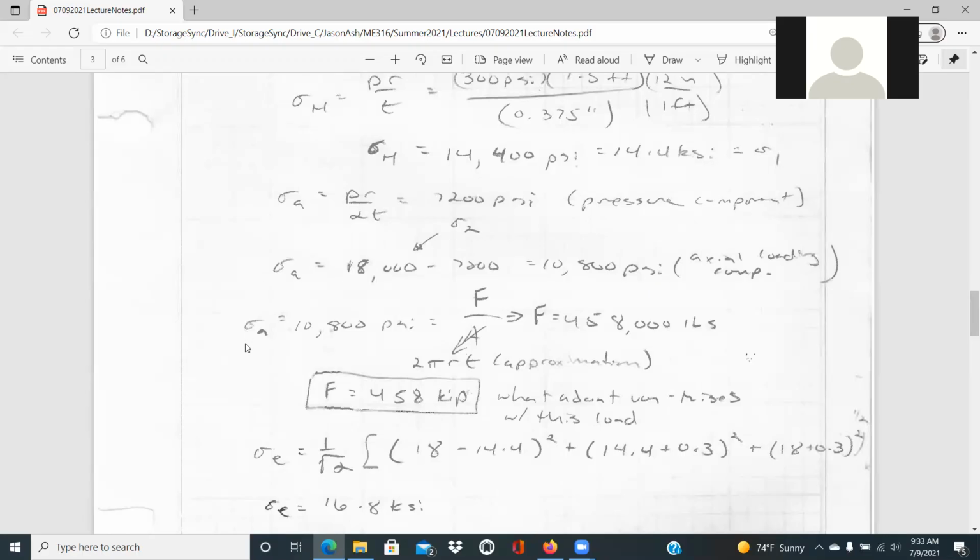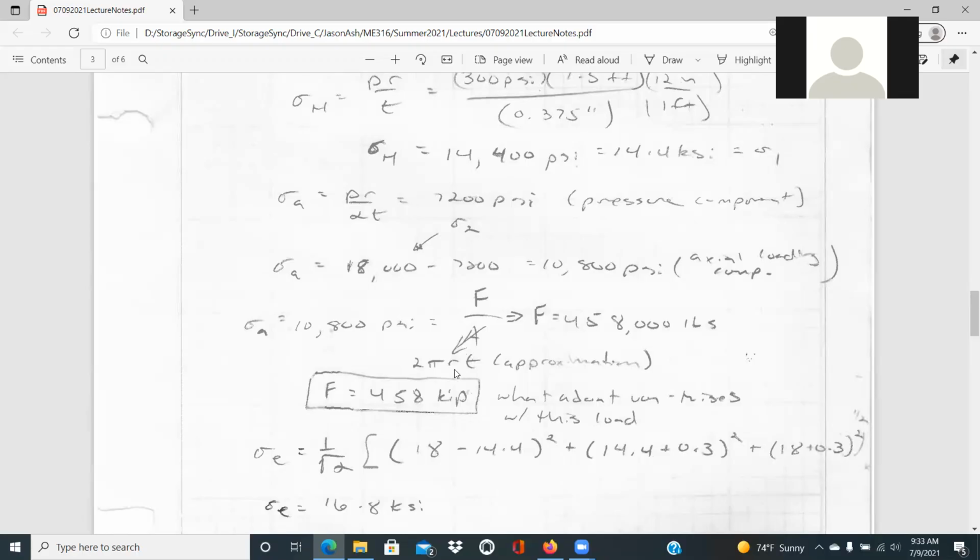And so that axial portion would be 10,800 PSI, just force divided by the area. And we could use that approximation 2 pi R T. Essentially, that's the circumference of the pressure vessel times the thickness, is that approximation.